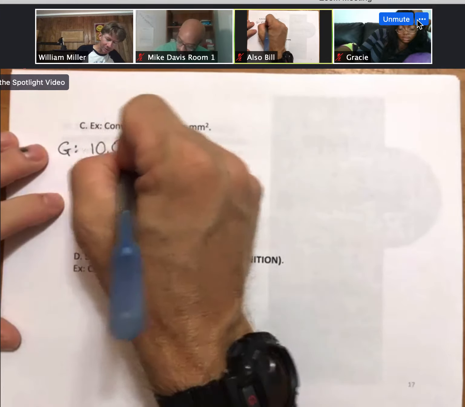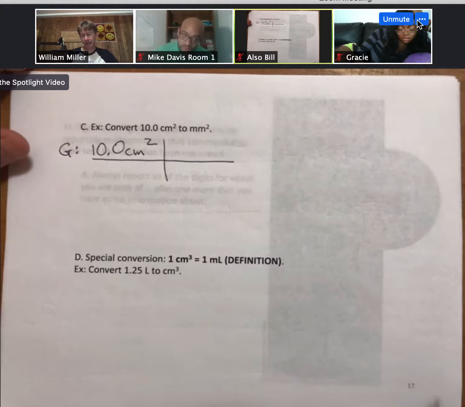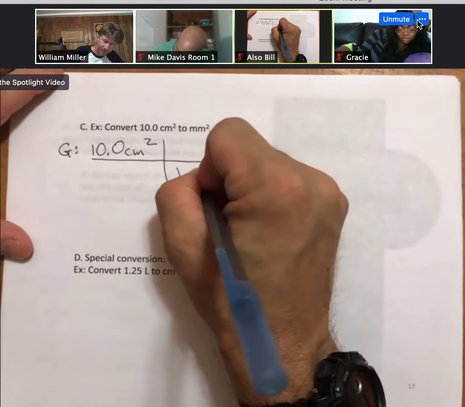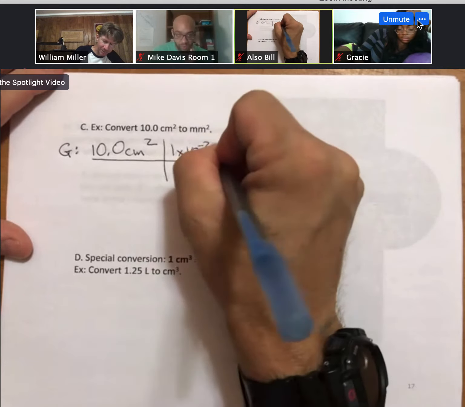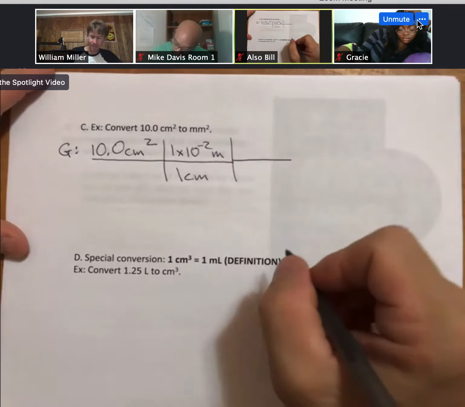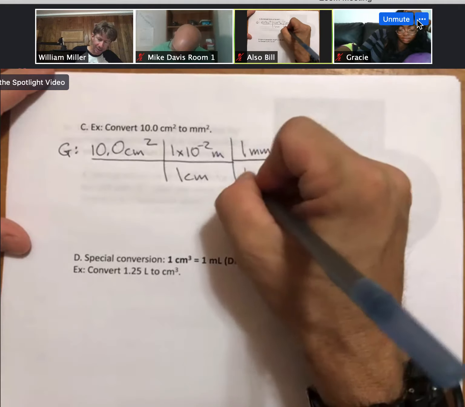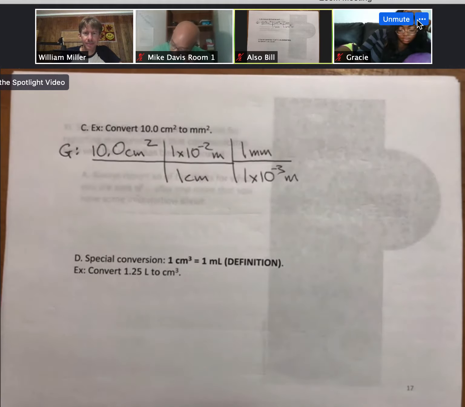Now I need a unit conversion. I know that 1 centimeter equals 1 times 10 to the minus 2 meters. And I know that 1 millimeter equals 1 times 10 to the minus 3 meters. And I'm not done yet, but that's my setup so far.